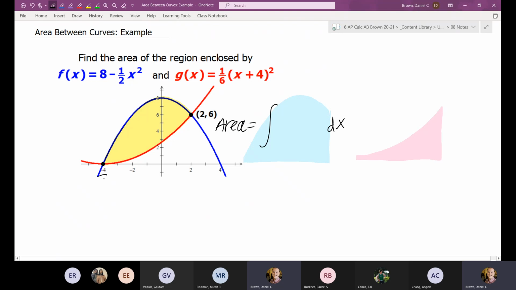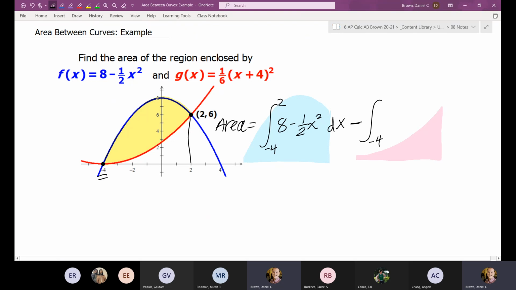-4, so it's starting at -4. Where is that area ending at? 2, so it's ending at 2. What are we trying to find the area of? That top one, 8 minus 1/2 of x squared. And then what are we going to take away from that? We want to subtract the graph underneath the red one, because that's not including the yellow region. So I'm going to subtract from that.